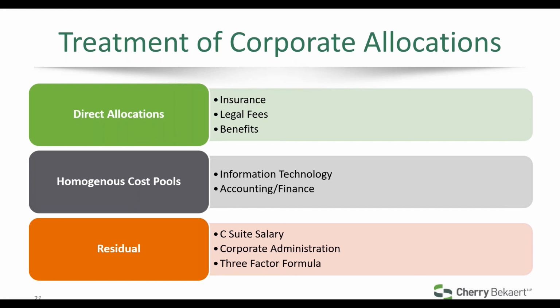Homogeneous costs are kind of like service centers. You're grouping corporate costs and allocating them out based off of some type of surrogate. So it could be headcount, revenue, something along those lines.